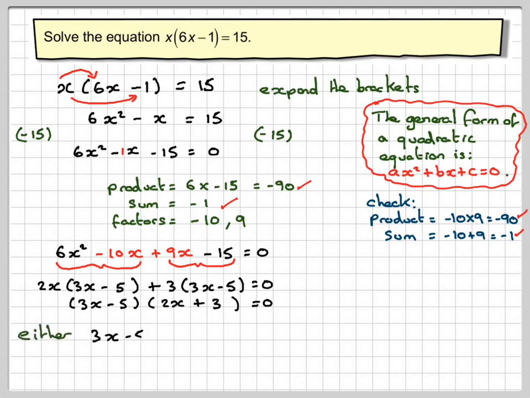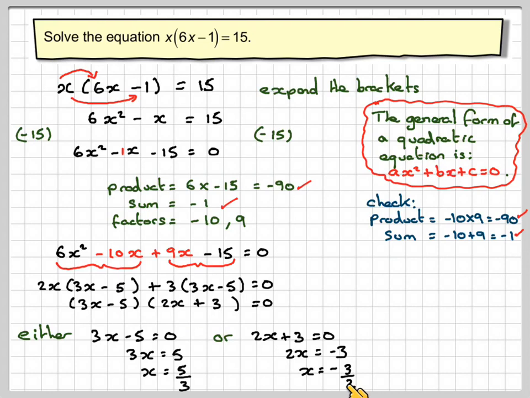So we say either 3x minus 5 is equal to 0, which gives 3x is equal to 5, and then x will be 5 over 3, or 2x plus 3 is equal to 0, which gives 2x is equal to minus 3, so x will be equal to minus 3 over 2. So therefore, our two solutions are x is minus 3 over 2 or x is equal to 5 over 3.